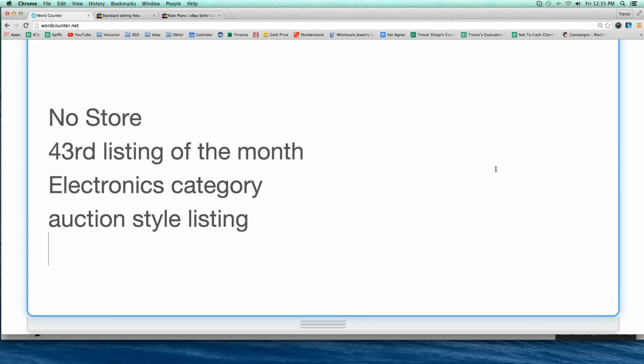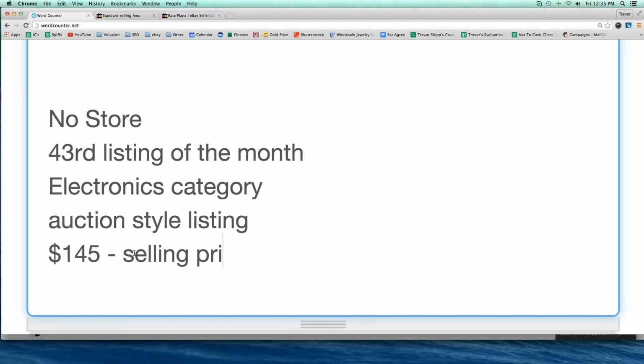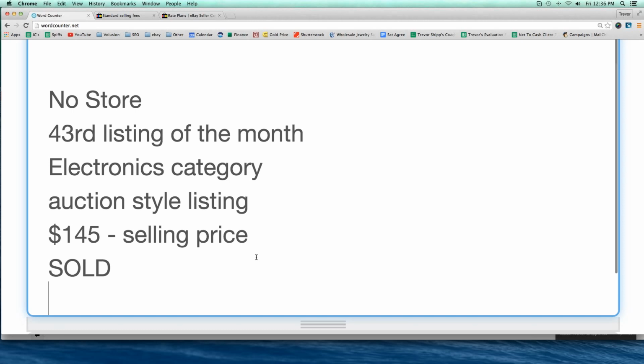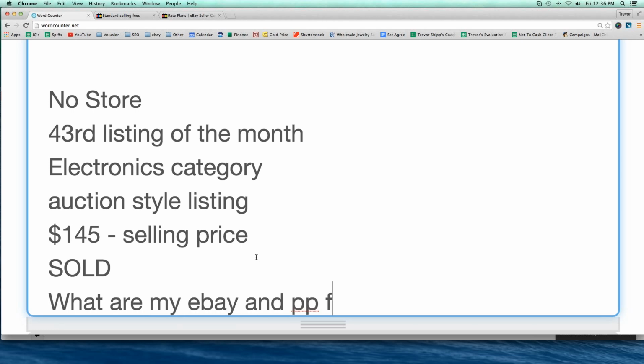Hold on. Let me bring this up a little bit, okay? Let's say you listed the item for $145. That's going to be our selling price. Okay, that's what you listed it for. It was an auction, so we'll say you started the auction at $145 and you got one bid, so you sold it for $145. So we'll say it did sell. Here's the question. What are my eBay and PayPal fees?